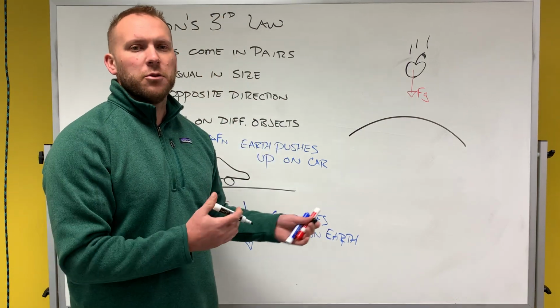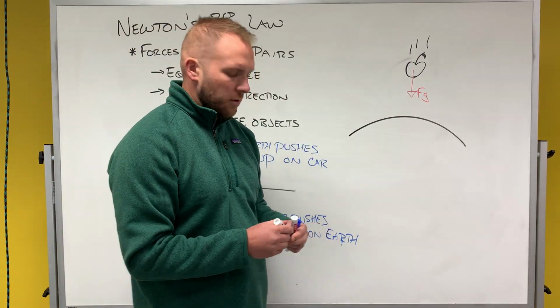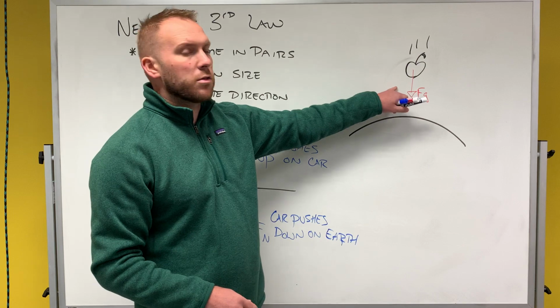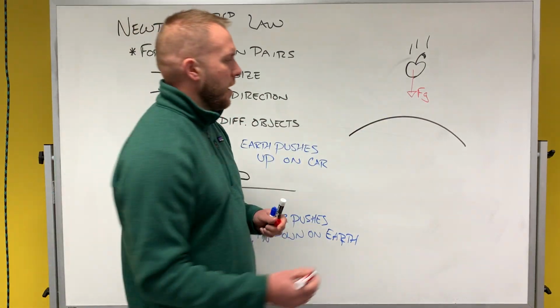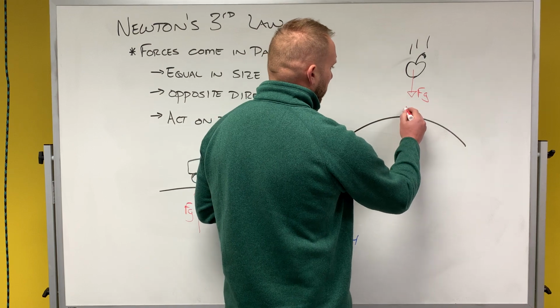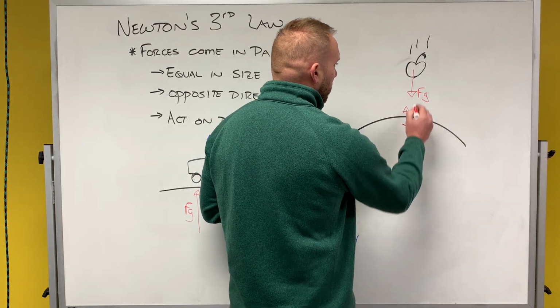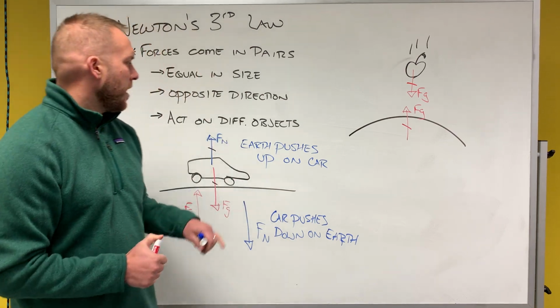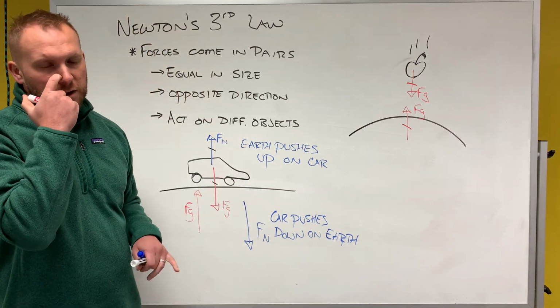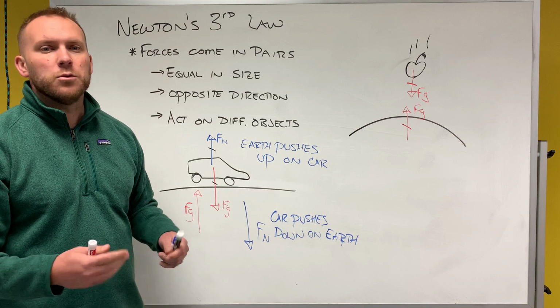There has to be an additional force acting because of this. So what we could say is the earth pulls down on the apple. The reaction to that would be the apple pulls up on the earth. Those two forces are opposite in direction, they're equal in size, as well as they're acting on different objects. And that's what indicates that they are Newton's third law.